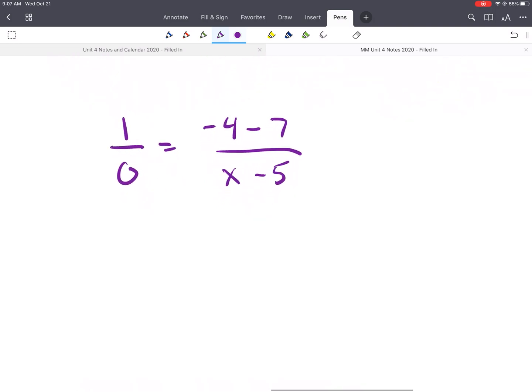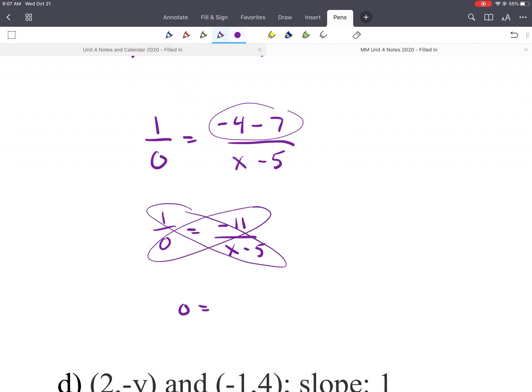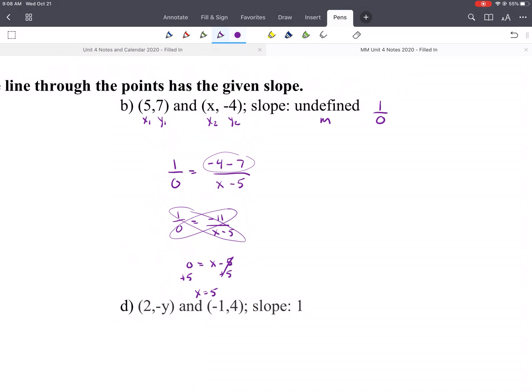So here we'll cross multiply. Well, maybe we'll simplify this first. So 1 over 0 is equal to negative 11 over x minus 5, and then we'll cross multiply. So 0 times negative 11 gives you 0. And then when we cross multiply, that gives us 1 times x minus 5, and that's just x minus 5. If you did put a 1 and distributed, you'd end up getting the same thing. It doesn't change anything. And then we want to solve for x, so we'll just add 5 to both sides, and we get x is equal to 5. Which kind of makes sense.